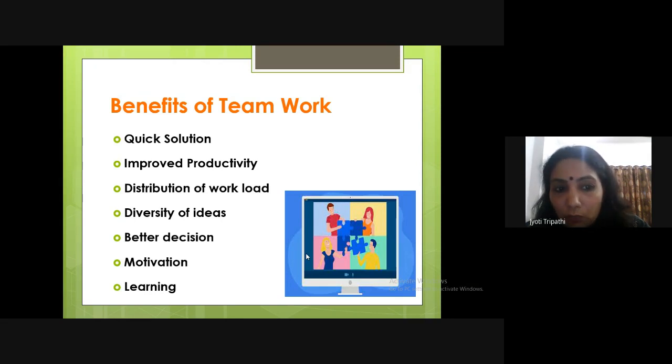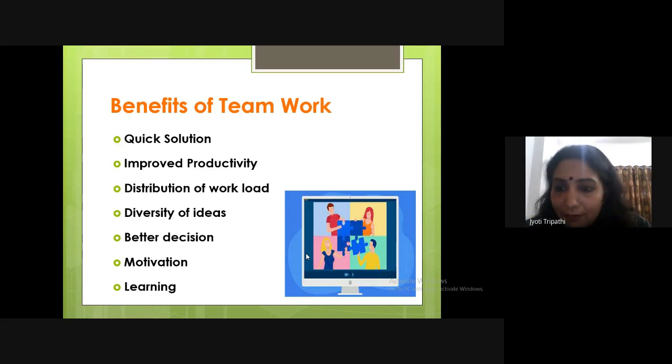Distribution of workload. Yes, the workload is being distributed among the team members and no one feels overburdened. Diversity of ideas, if they are welcomed and appreciated, becomes a benefit for the team. Better decisions are taken because if the people who join the team are from several different backgrounds, then definitely it helps us in taking better decisions.